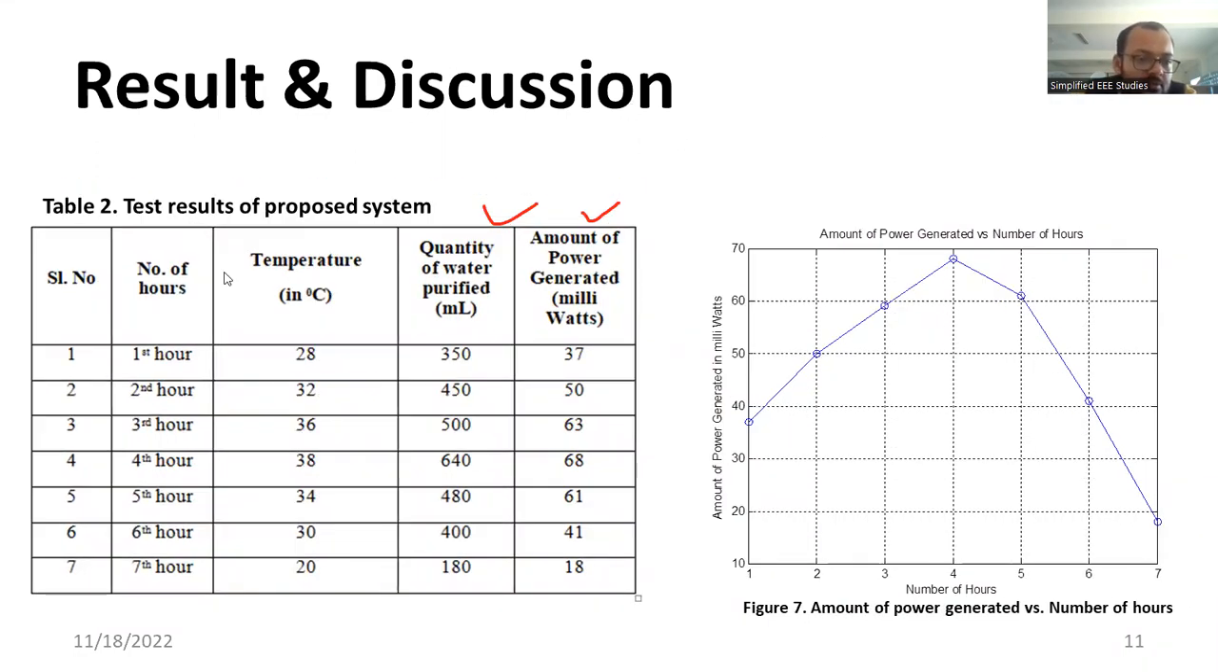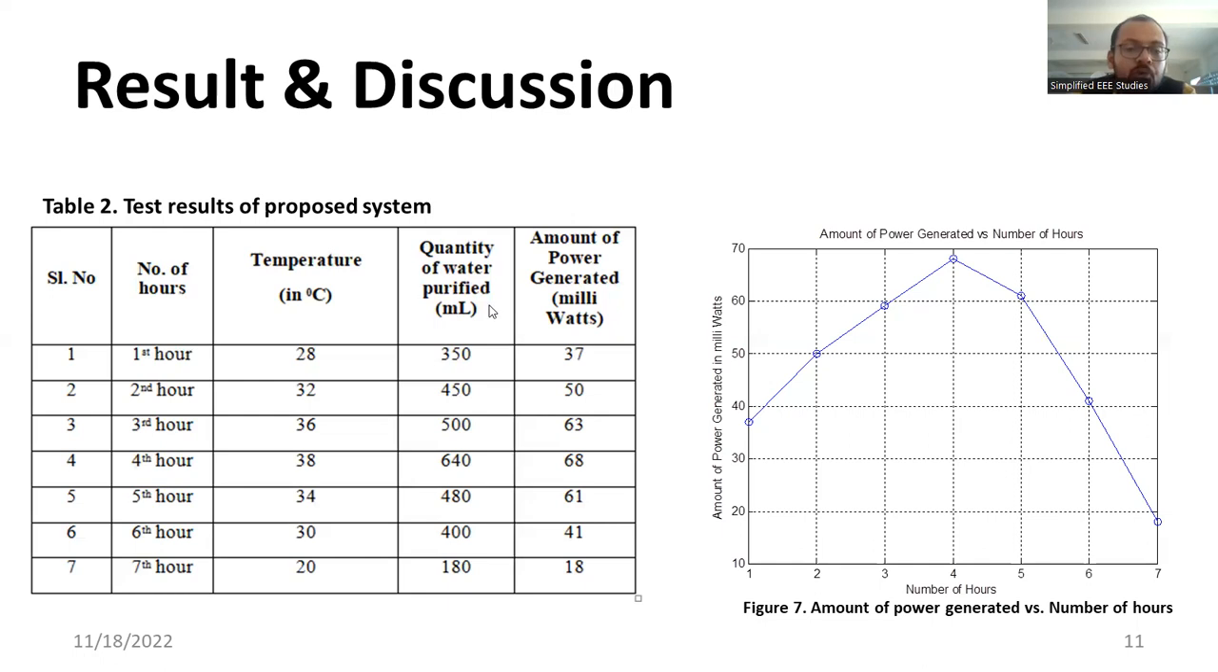Table 2 shows the relation of temperature with respect to the quantity of water purified and the amount of power generated. Temperature is another important parameter. The first graph shows the power generated versus the number of hours. Here we can understand that at the fourth hour, around 2 to 3 p.m., the maximum amount of power has been generated. You can see here, at this point, the maximum power was generated. You can also calculate the average amount of power, which is around 48 milliwatts. It's a small scale only. That's why I'm talking about milliwatts.